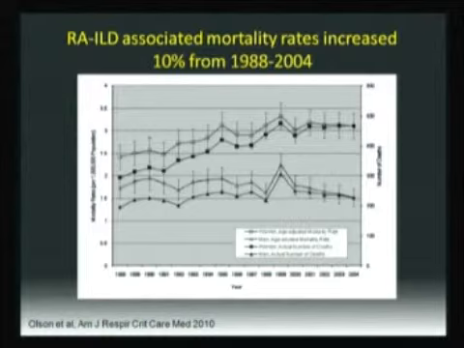So this means two things. One, that our colleague rheumatologists have been able to manage rheumatoid arthritis very well in the absence of lung involvement. But when lung involvement is present, the current therapies for rheumatoid arthritis don't work. Not only that, but the mortality actually increased over the last 20 years.